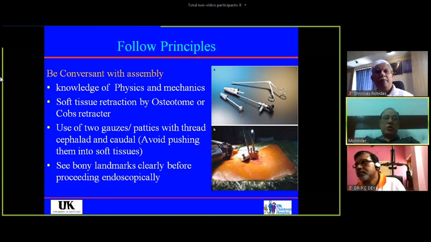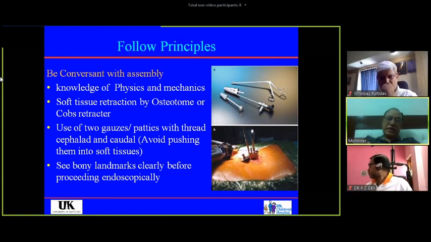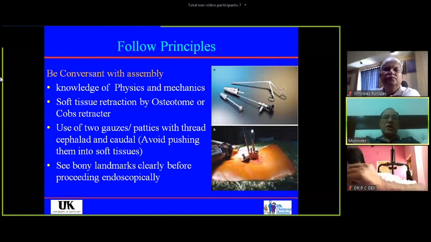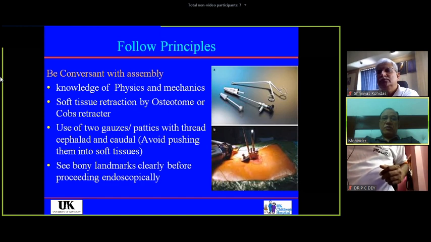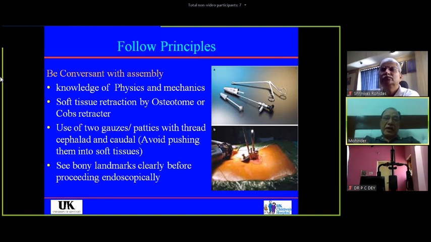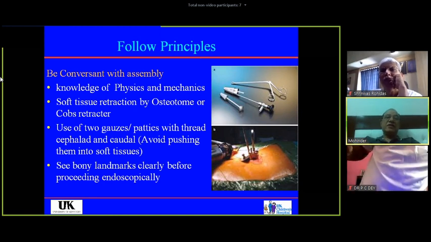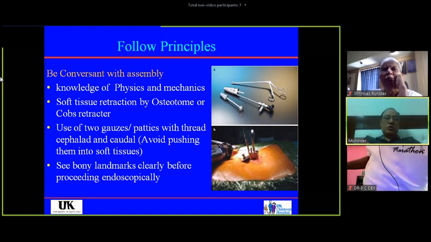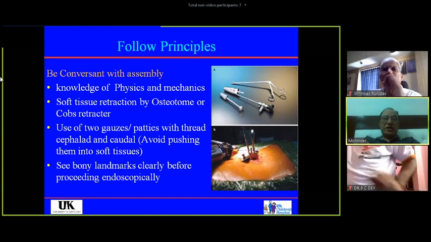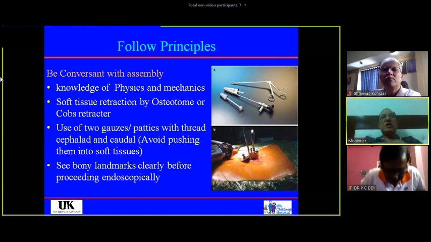Whether you use a non-invasive device as it's there in the Destandau set, or use a spinal needle, because we are routinely doing these kinds of things from the day we learn spine surgery. Number one, the first frustration for a surgeon, which I come across, or most of my colleagues share with me, is that they are not able to see anything inside because there's a lot of muscle coming in the mouth already. Now, to overcome this problem, soft tissue retraction by osteotome or Cobb's retractor, I think we all know how to use a Cobb's retractor.